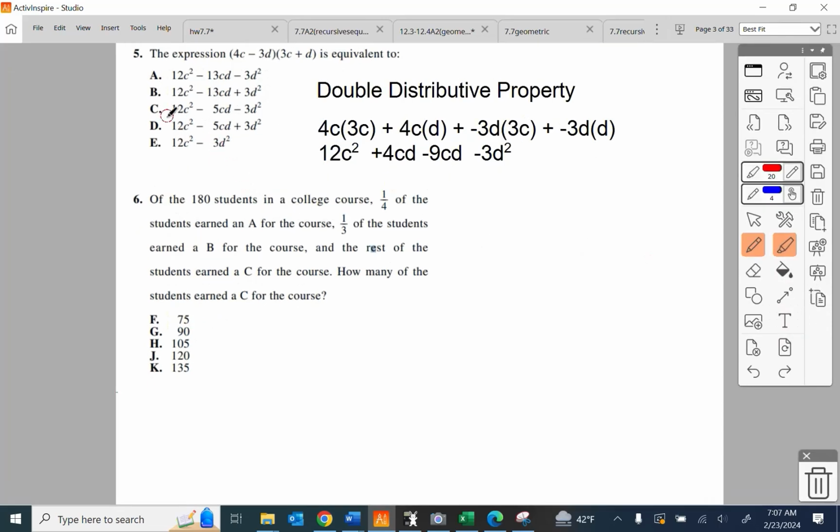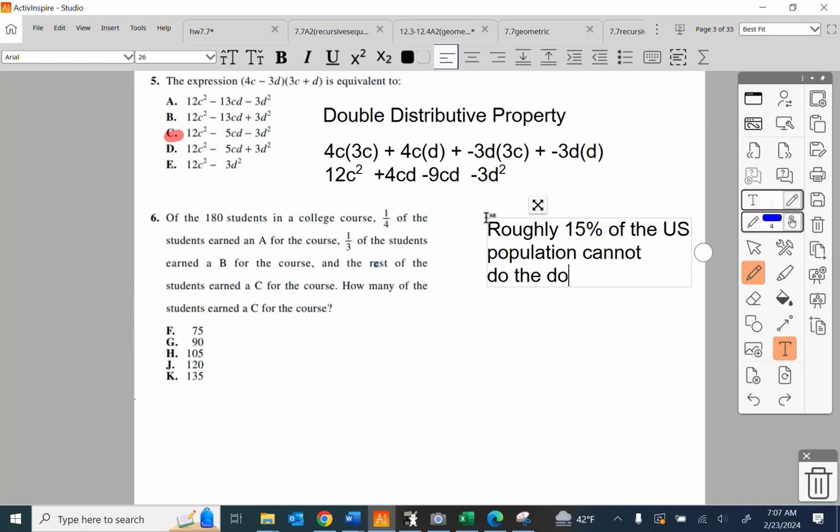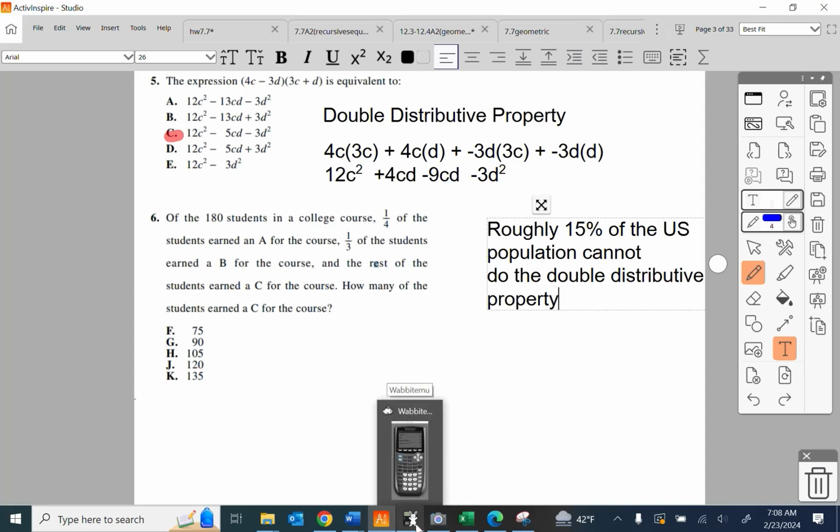Now, this is going to take a minute to do, but remember, I am an algebra teacher. And I would say, based on what I've seen in West Tennessee, roughly 15% of the U.S. population cannot do the double distributive property. Now, here's the issue. Unless you get your crap together, you're not going to graduate from college. And I'm not saying you won't. I'm saying unless you get your crap together. That's what I'm saying. But to try to get you into college, here's something we can do.